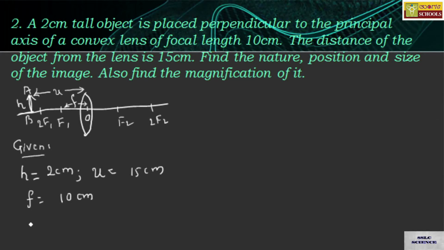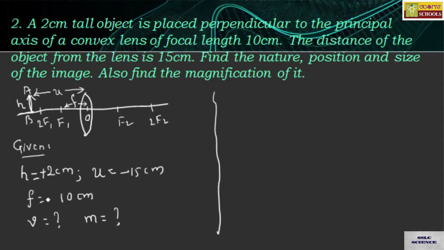So they asked to calculate what is V, the image distance, along with the magnification M is equal to how much. So please bring the sign conventions here. H will be the object height. It cannot be negative, it is always plus. Height of the object is plus 2 centimeter. Object distance is taken as minus because it is on the left hand side, so it is minus 15 centimeter.